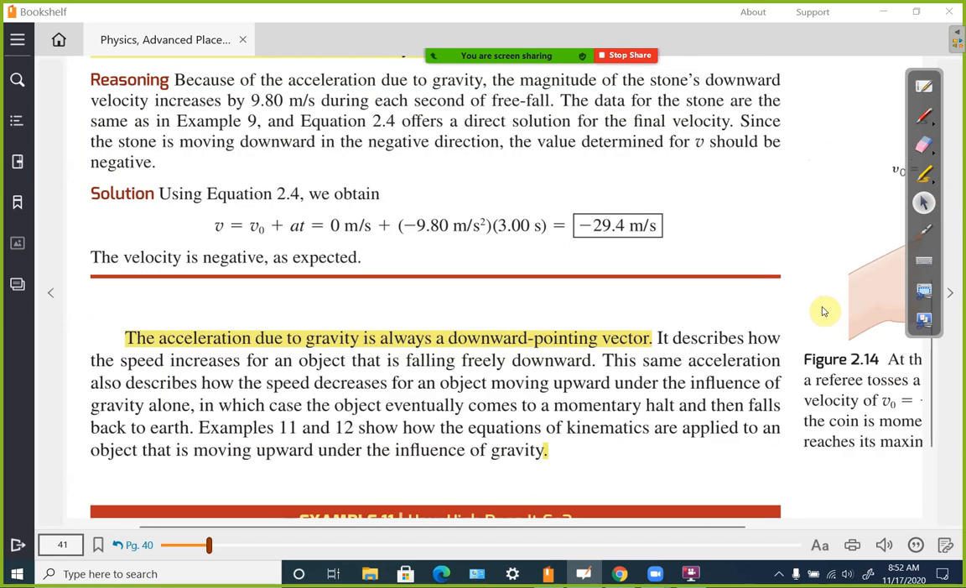Moving on up here. The acceleration due to gravity is always a downward pointing vector. So acceleration due to gravity is always downward pointing. And again, it's because gravity is always pulling down, right? So it's always trying to pull things back to Earth.